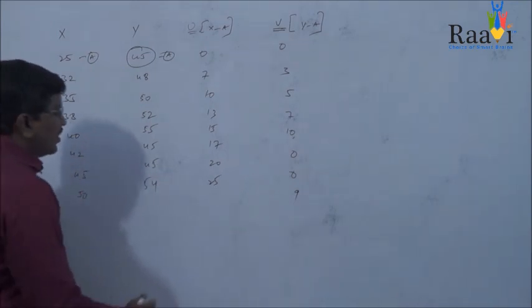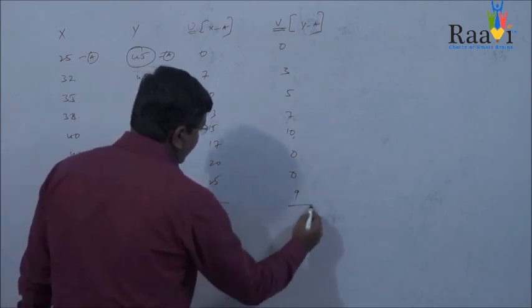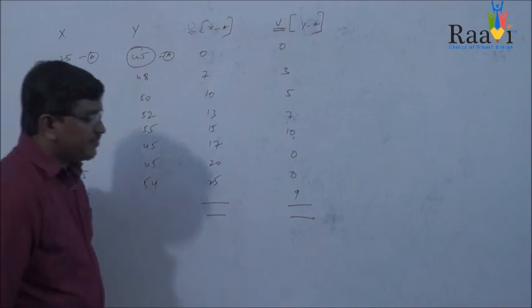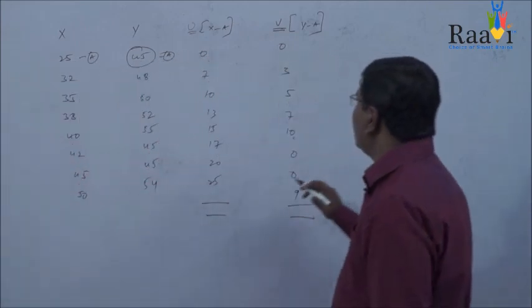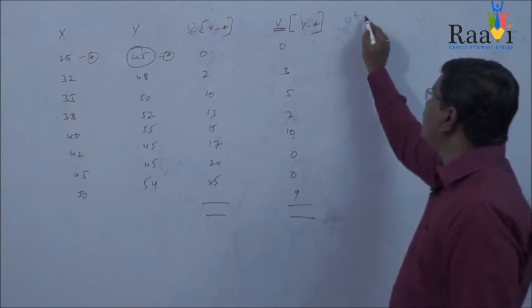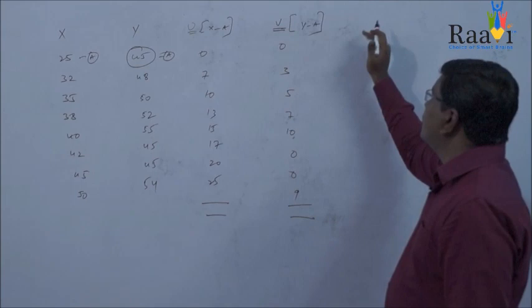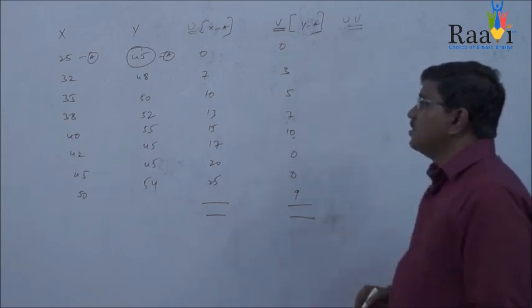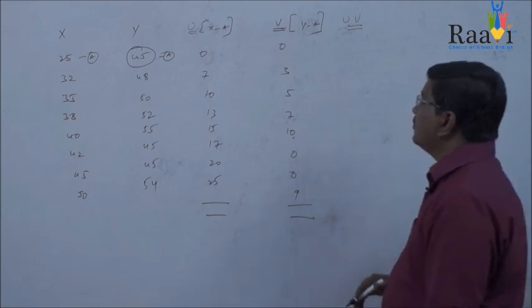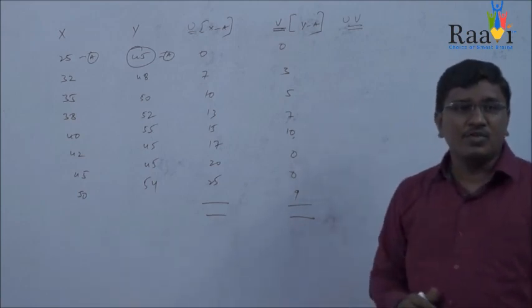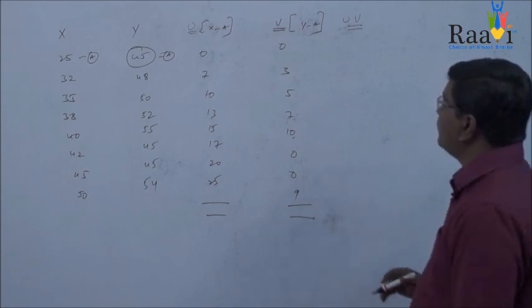Now we need to total this U value and V value. Next, after this we need to calculate U square. After calculating the U value and V value, you need to multiply UV.